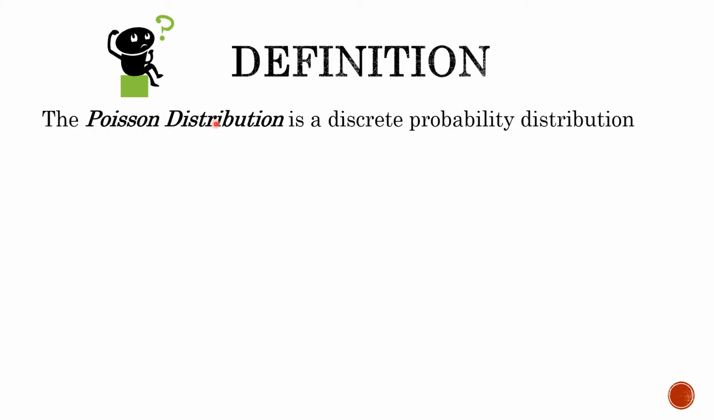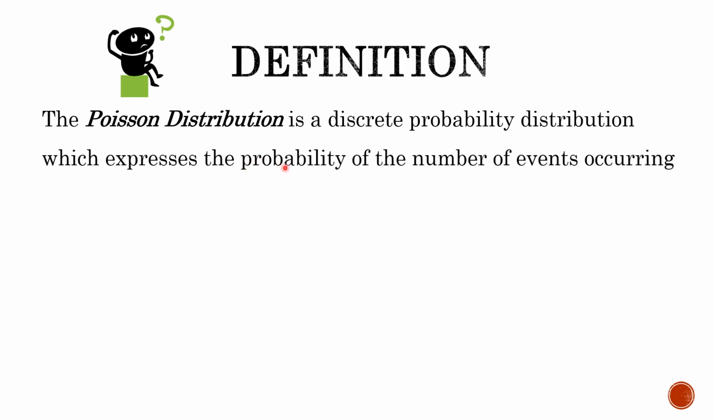The Poisson distribution is a discrete probability distribution which expresses the probability of the number of events occurring in a fixed period of time or space. Hence, Poisson distribution is a special discrete probability distribution. It expresses the probability of the number of events occurring in a fixed period of time or space.